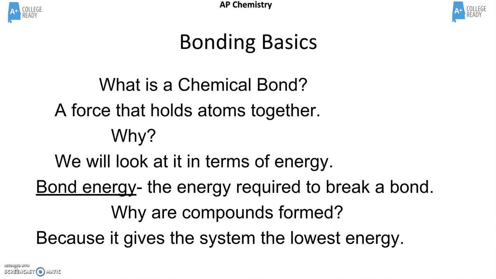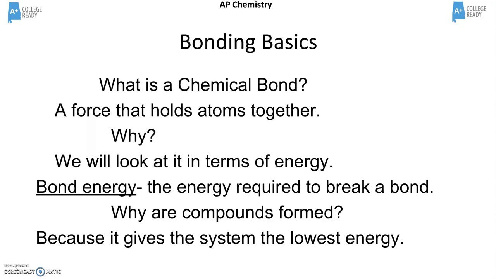Why is this so important? We always look at the energy. Remember, the force, the energy flows through everything. So bond energy is the energy required to break a bond. Now, this is a huge misconception that is out there in terms of students getting this backwards.